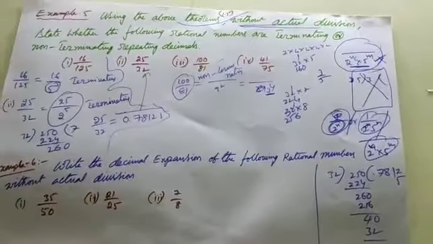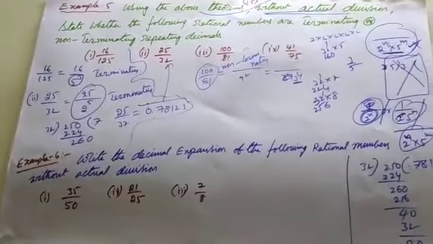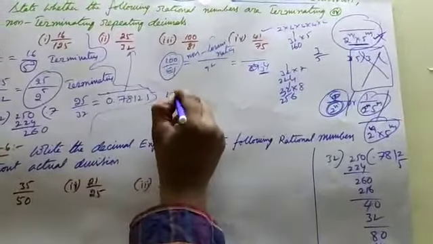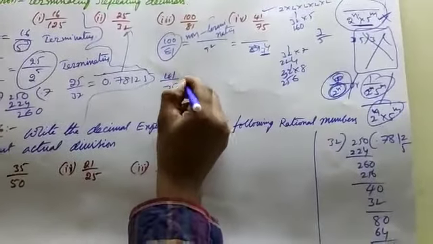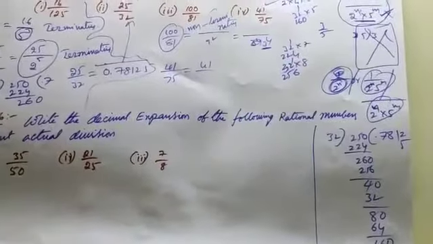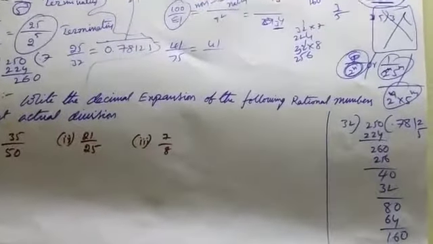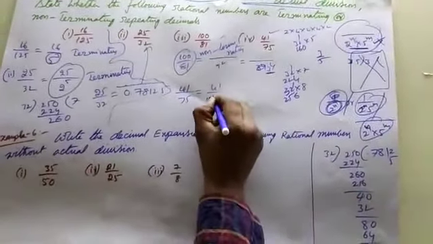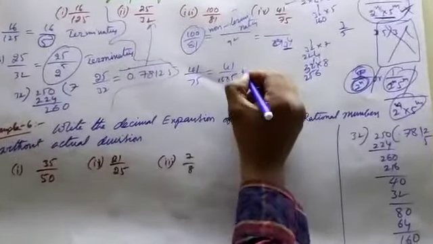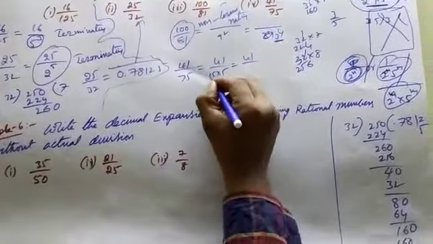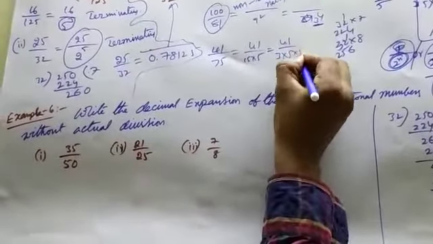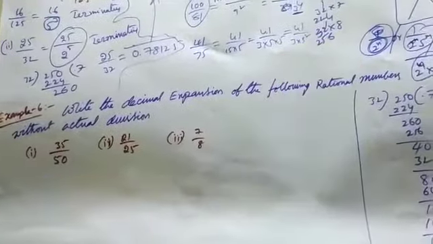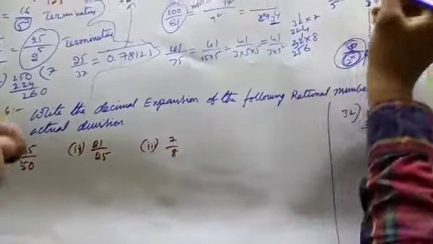The total number is non-terminating. See, the 41 by 75 also, therefore 41 by 75. What is the meaning of 75? 3 by 75, 15 5s are. At the same time, 41 by 75 means 3 into 5 into 5, already 5 is there. That is called 41 by 3 into 5 square. 3 into 5 square. What is terminating?